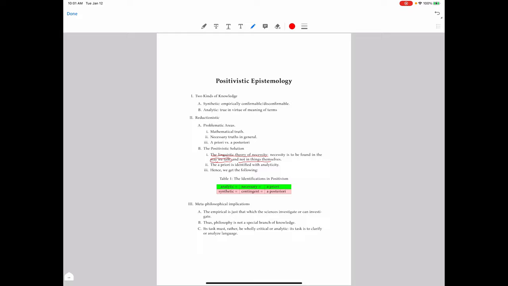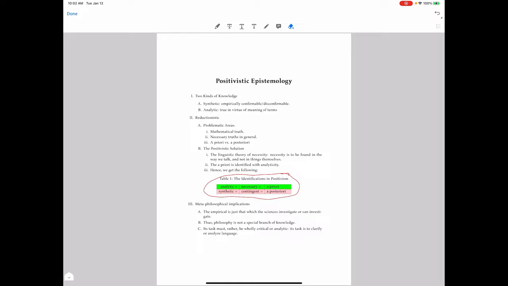Second, the a priori is identified with analyticity. So we get the following nice, elegant, simple little table for positivists. The green area identifies analyticity with necessity, with a priori. The pink area identifies the synthetic with the contingent and with the a posteriori, what can be known through experience, or what needs to be known through experience.